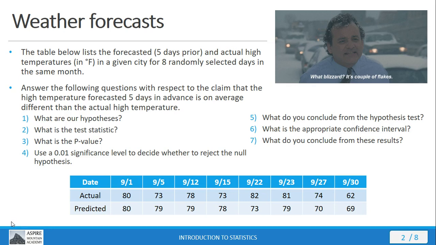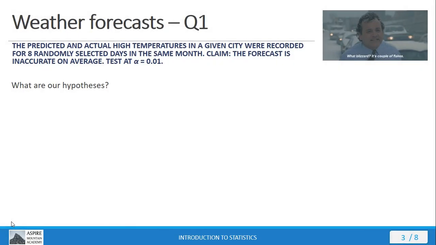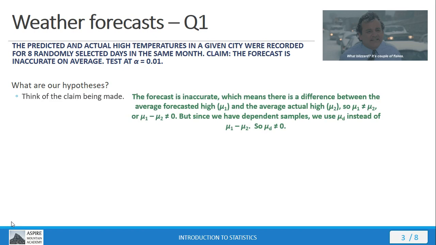Anywho, let's take a look at answering the questions that were asked. First up is looking at the hypotheses. To construct our hypotheses, we first think about what claim is being made. The claim here is that the forecast is inaccurate, that it's somehow different than what actually transpires. So the forecast is going to be different than the actual, which means they're not going to be equal to each other. And so mu sub d will not be equal to 0.